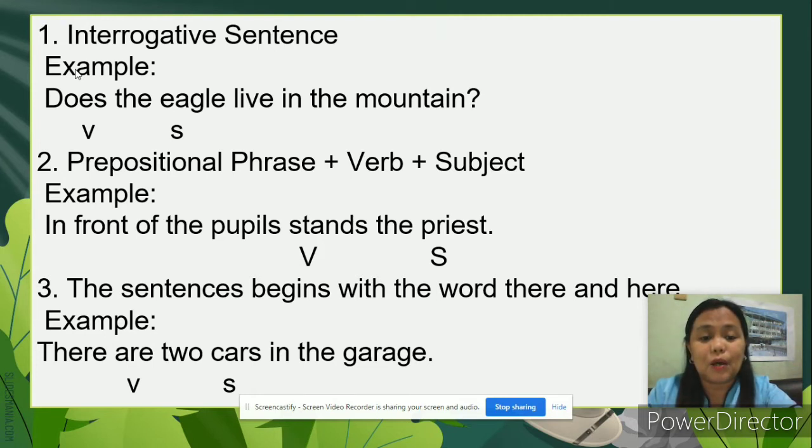So the verb, stands, comes first before the subject, the priest. Okay, so another way, number three, the sentences begin with the word there and here. Example, there are two cars in the garage. So those sentences that begin with the word there and here are examples of inverted sentences. Okay.